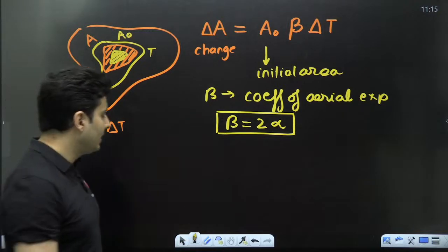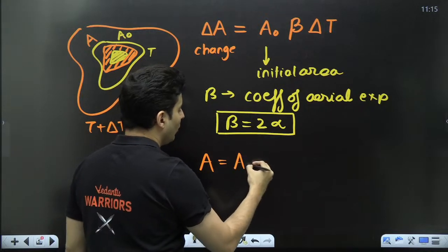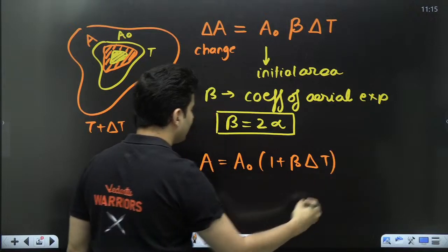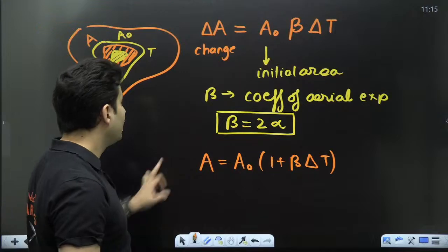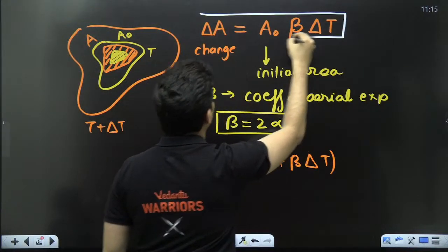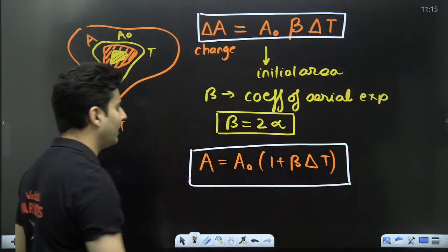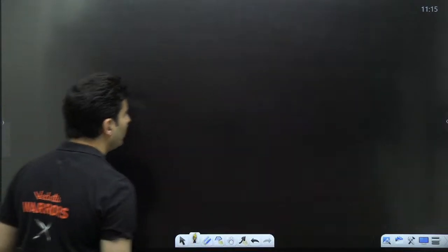And just like before, you can also write the final area is the original area into 1 plus beta delta T. Just like you wrote final length is initial length 1 plus alpha delta T, same way you can write it over here. So these are another 2 forms. It's exactly identical to length. Keep that in mind.